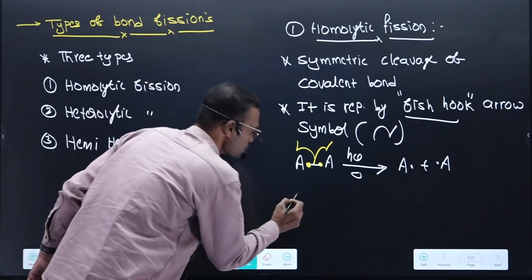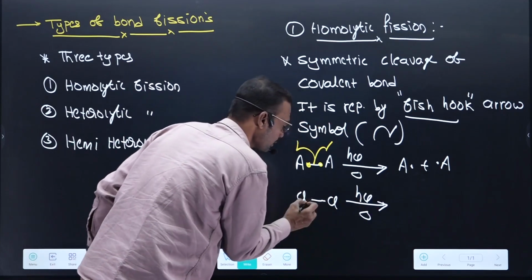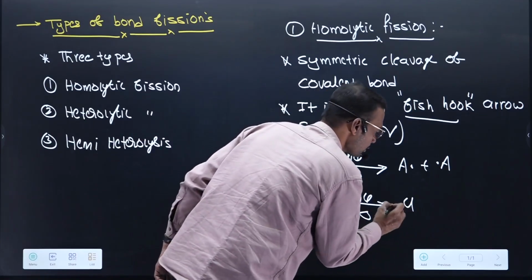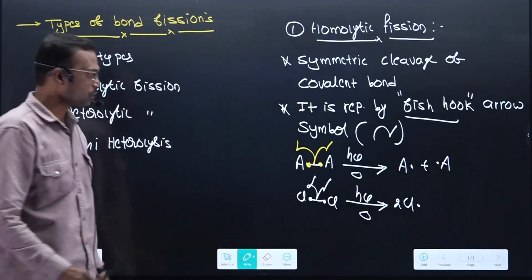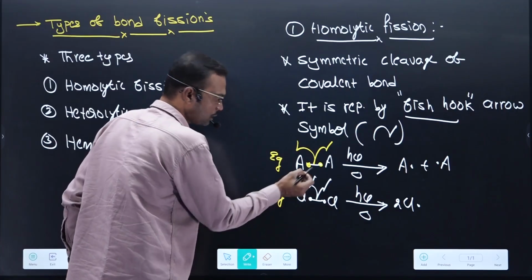Suppose I take chlorine and chlorine, same. Photochemical or thermal, you may use any one. Here 2 electrons are present. How many chlorine radicals are formed? 2 chlorine radicals. From where am I breaking now? I am breaking exactly from the middle of the bond.